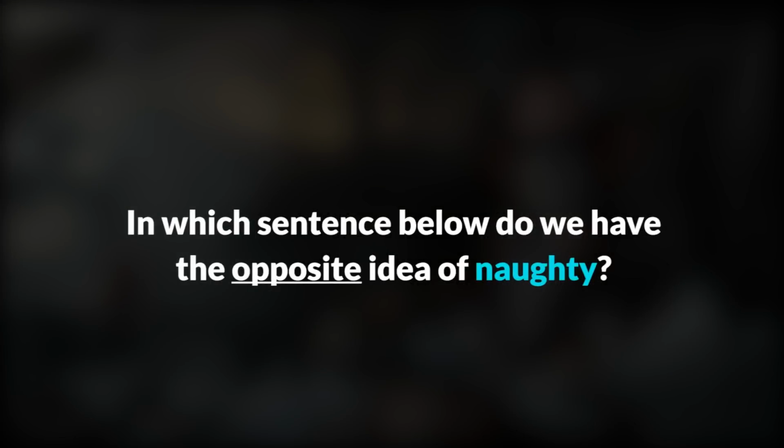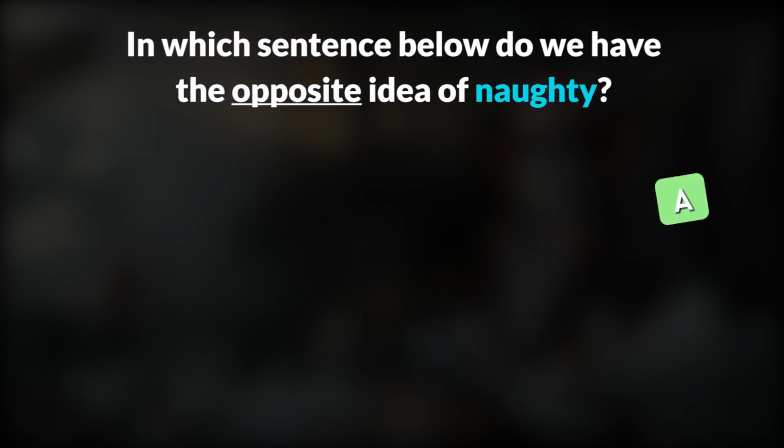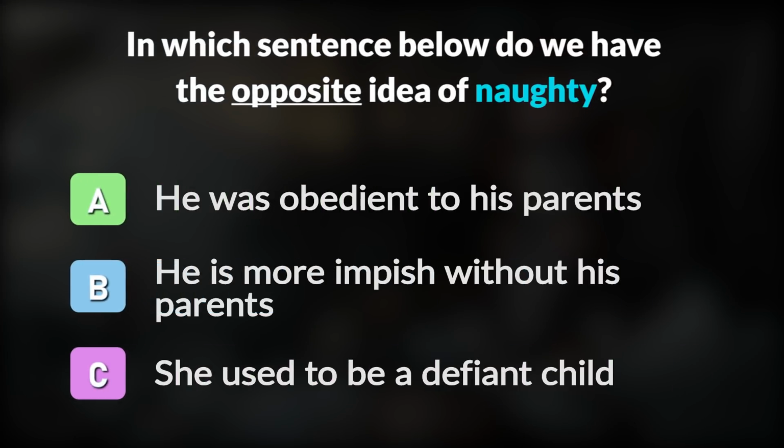In which sentence below do we have the opposite idea of naughty? He was obedient to his parents. He is more impish without his parents. She used to be a defiant child.